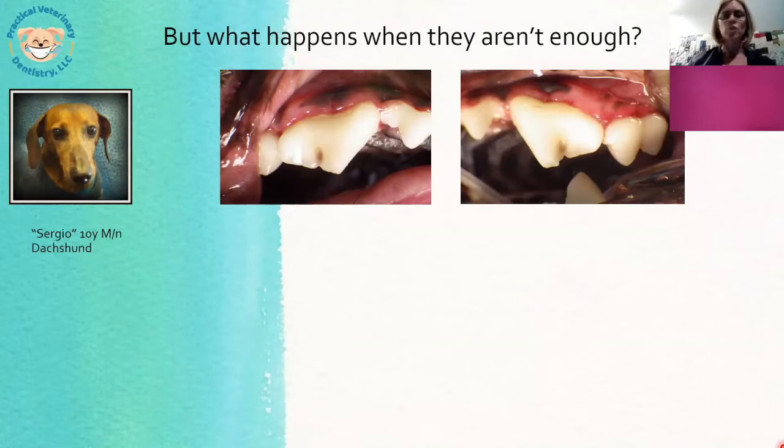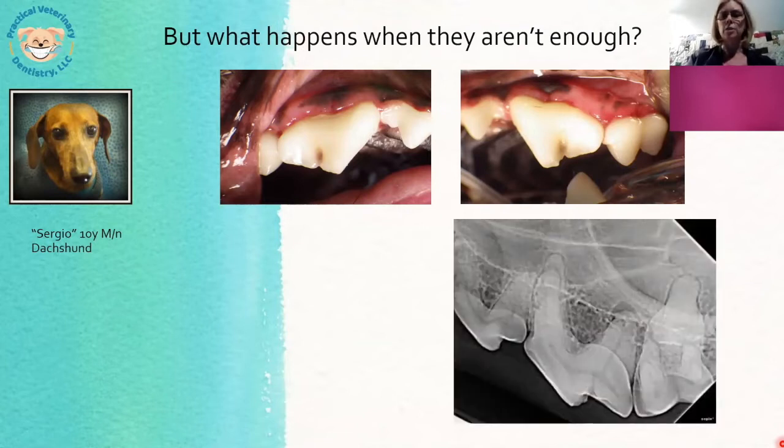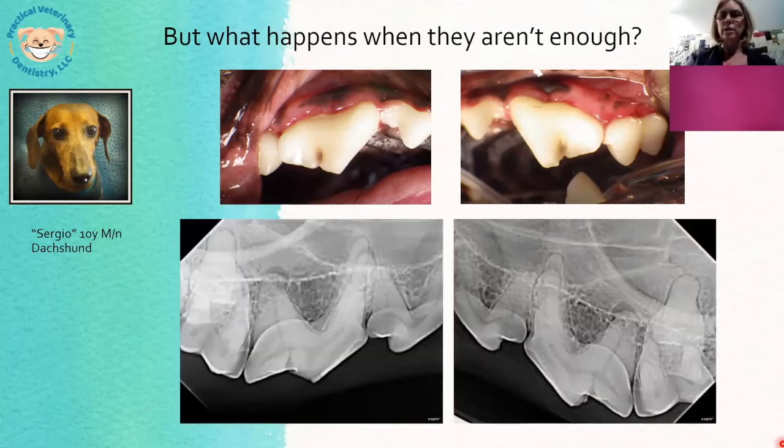This is Sergio. He's a 10-year-old dachshund, and he came in to me for a routine dental procedure as far as dachshunds are concerned. You can see in his photographs that his upper fourth premolars look pretty normal. They do have tiny chip fractures on the crowns of those teeth. And on his radiographs, we saw radiographs that looked like this.